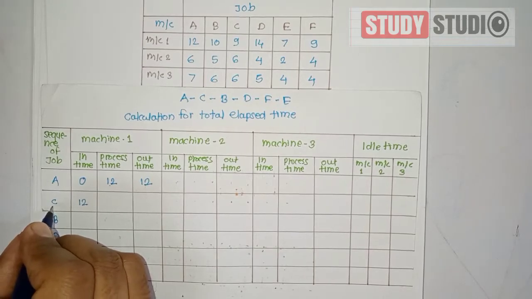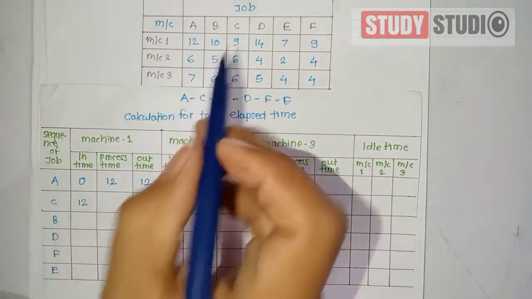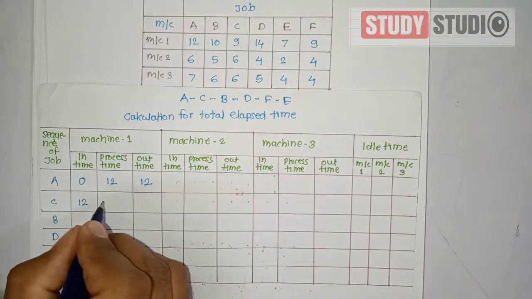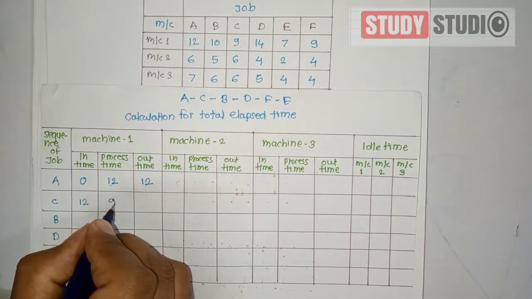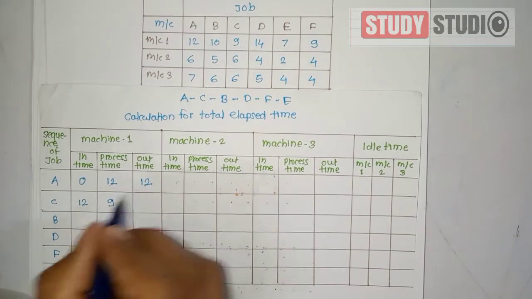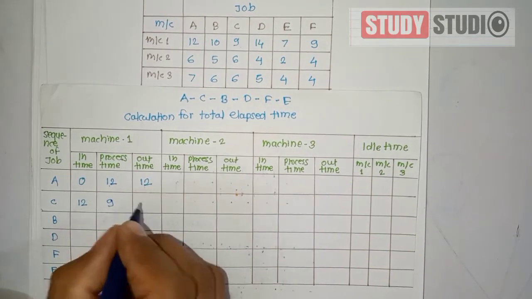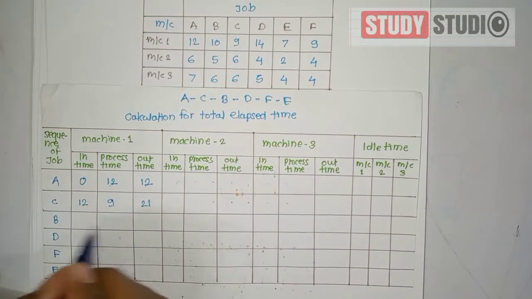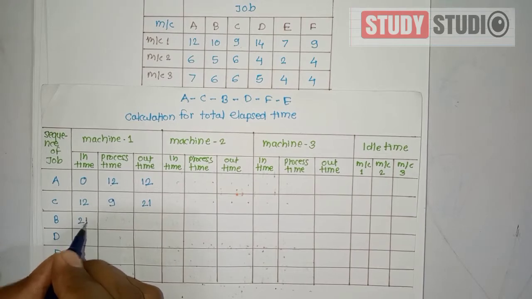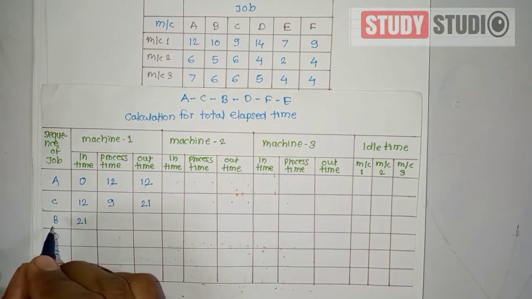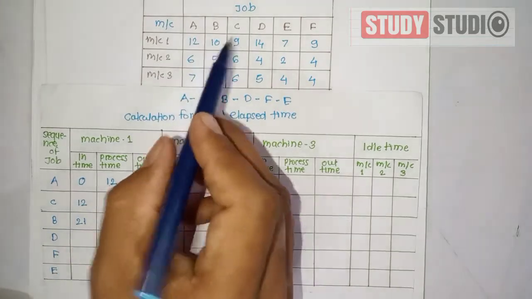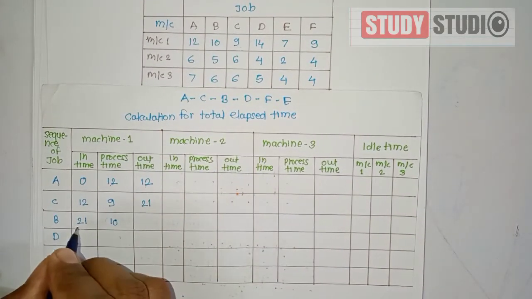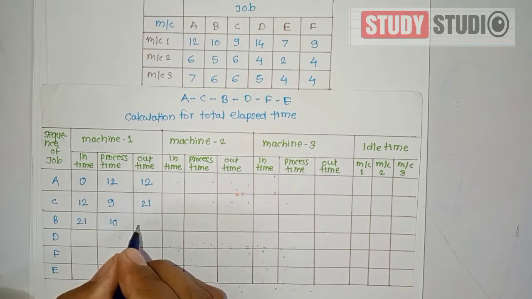So in time for job C will be 12 hours. Now job C requires 9 hours on machine 1. So the processing time for job C is 9 hours. So out time will be 12 plus 9, that is 21 hours. Now in time for B is 21 hours. Write down 21 over here. Then the processing time of job B on machine 1 is 10 hours.